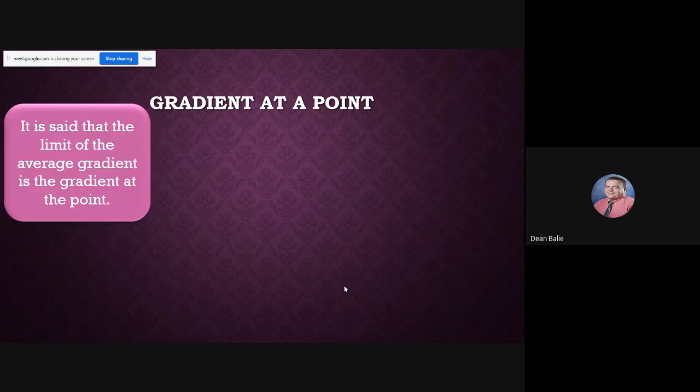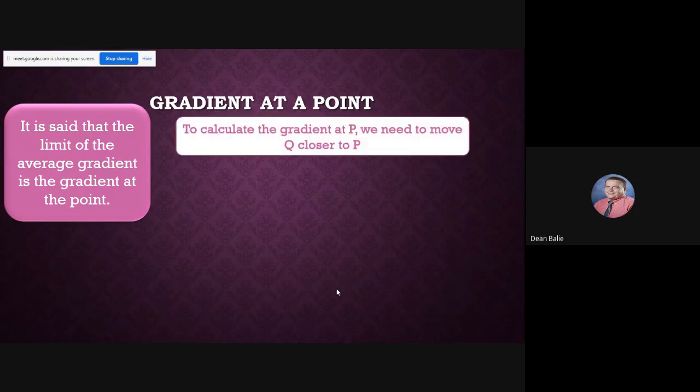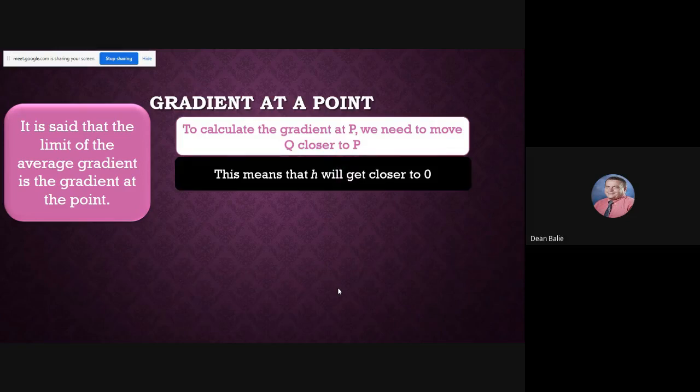Right, so remember, it is said that the limit of the average gradient is the gradient at the point. So in other words, to calculate the gradient at P, we need to move Q closer and closer and closer to P. We've been speaking about that the whole of yesterday and the whole of the lesson today. But what does that mean? As I said just now, this means that H, the distance between the two X values, is getting smaller and smaller and smaller and getting closer to being 0.